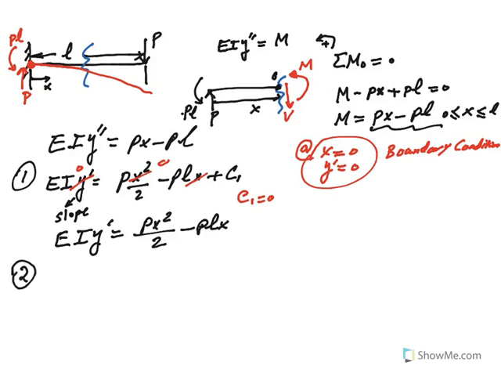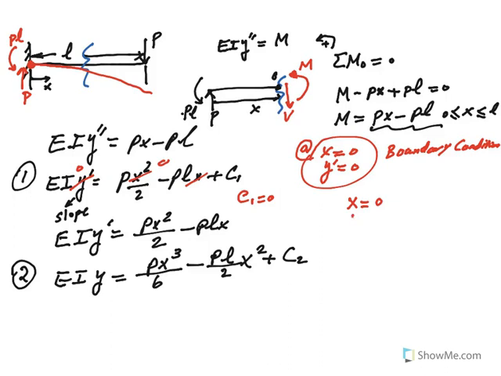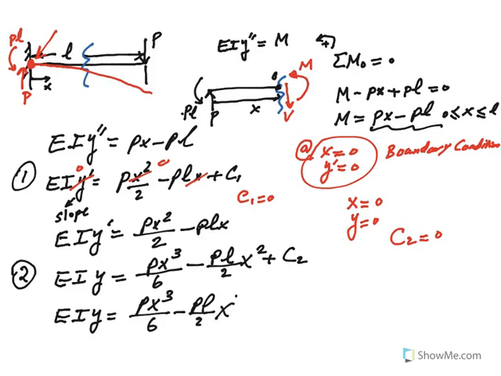So now go ahead and integrate one more time. We get EI y equals Px cubed over 6, minus PL over 2 x squared plus another constant of integration, C2. And guess what? C2 is also 0 because the boundary condition is at x equals 0, y is 0, right here. There's no deflection. Therefore, C2 becomes 0. So here we go. This is the equation that represents our deflection: EI y equals Px cubed over 6 minus PL over 2 x squared. That's it. Now, of course, you could put the EI here if you want.